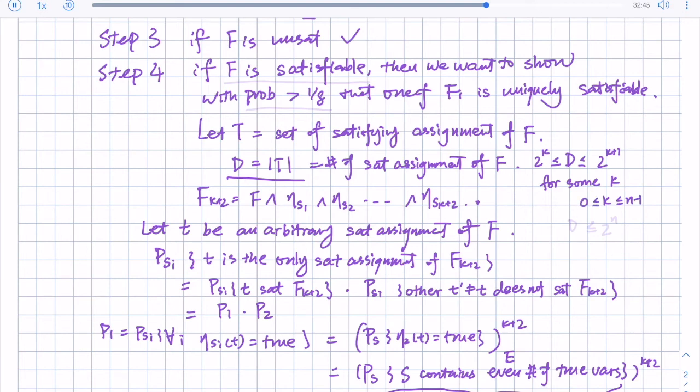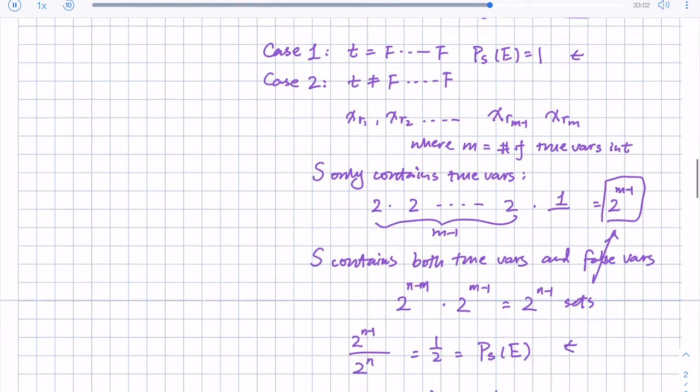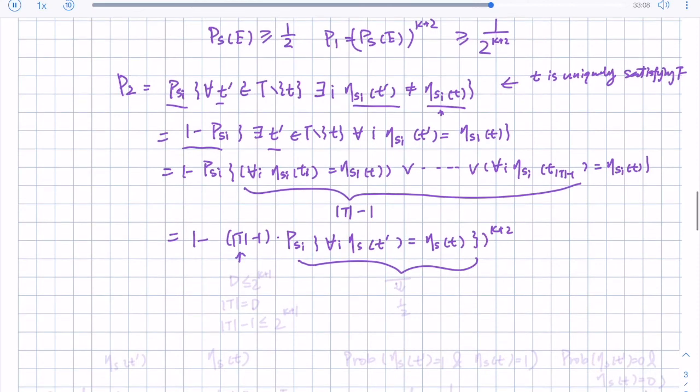And we can find such k because D must be less than or equal to 2 to the n. So then using this constraint, we can say that this part is, because D is less than or equal to 2 to the k plus 1, so T is equal to D, so the magnitude of T minus 1 is less than 2 to the k plus 1.